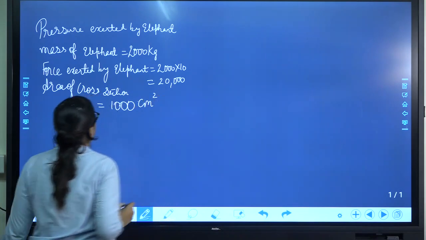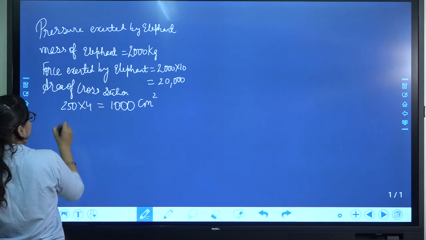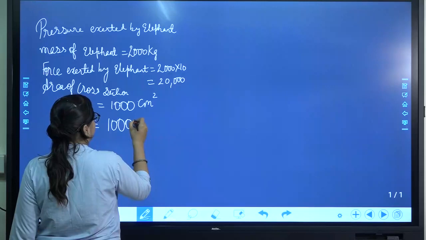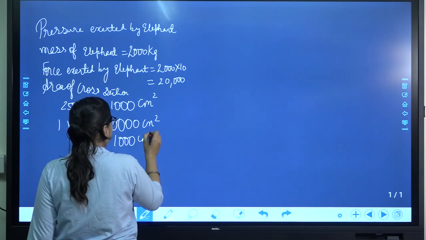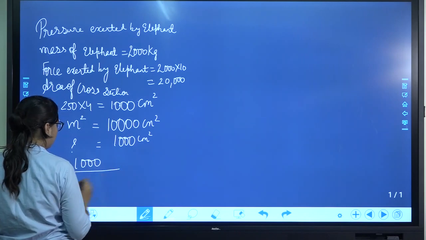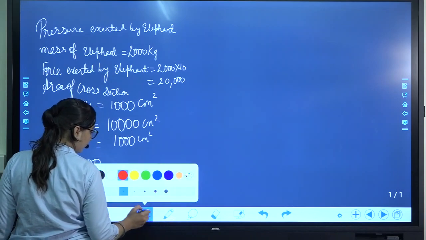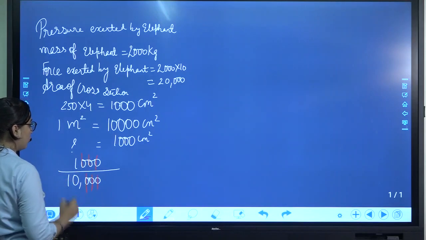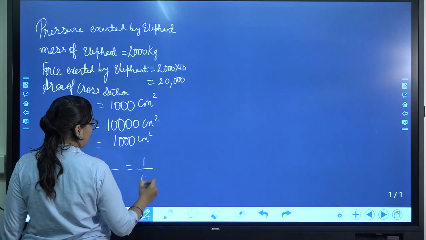Again, we need to convert it into meter square. 1 meter square is 10,000 centimeter square. 1000 centimeter square will be how many meters square? So 1000 upon 10,000, which gives 1 by 10 meter square.